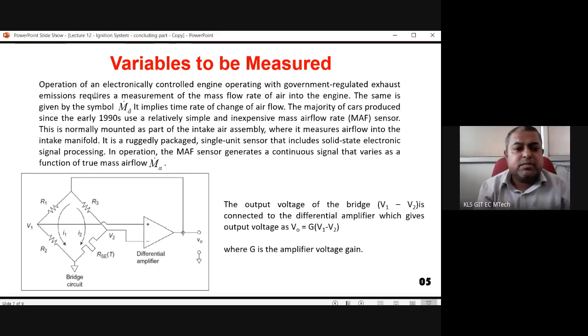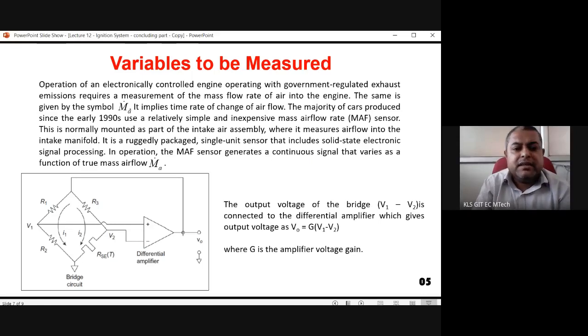Majority of the cars produced since early 90s are using this very simple type of MAF sensor. This is normally mounted as a part of the intake air assembly. So whatever air is being taken into the car is passing through this coil. Okay, so these I1 and I2 two currents are shown. And whatever airflow is there is also flowing through the RAC, which is a heated coil. So this is normally mounted as a part of the intake air assembly where it measures airflow into the intake manifold.